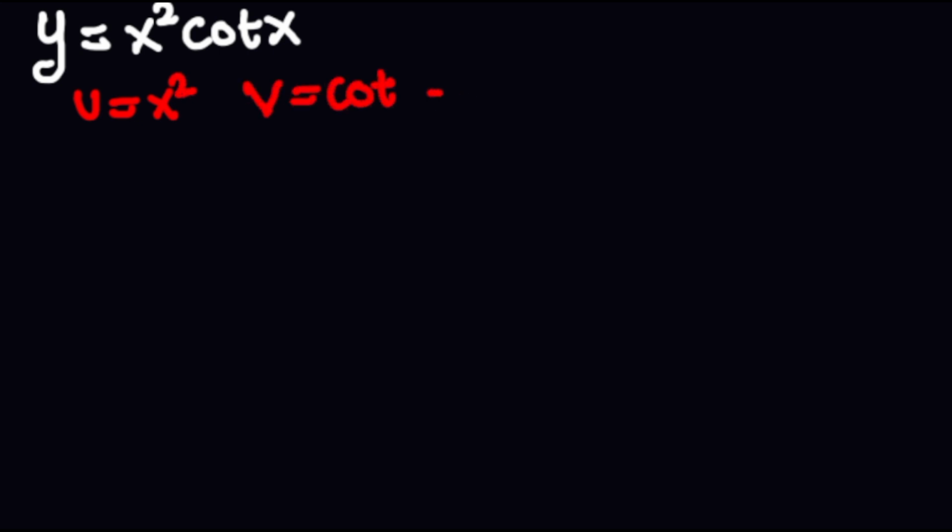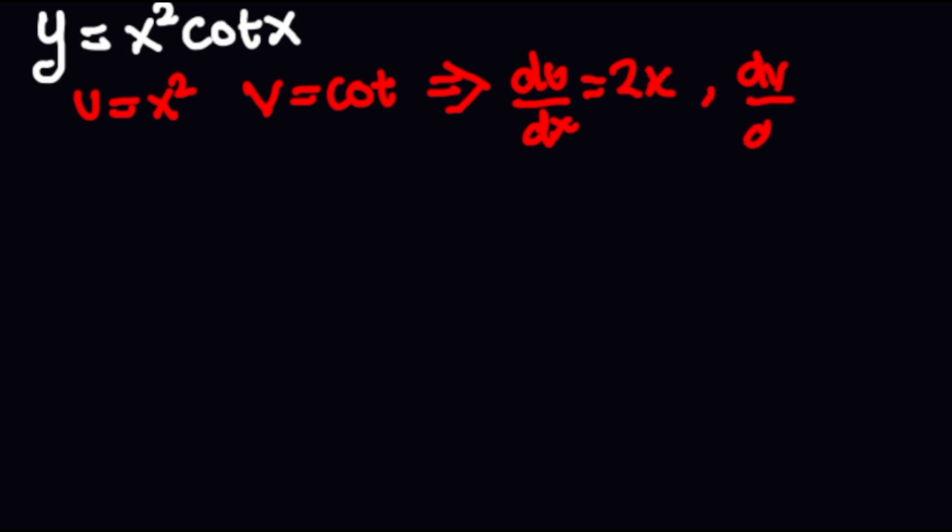So that I can find the derivative of both u and v, I'm going to have du/dx to be equal to 2x, and at the same time I'm going to have dv/dx to be equal to, whenever I differentiate cot x, minus cosec squared x. That's the derivative, right?